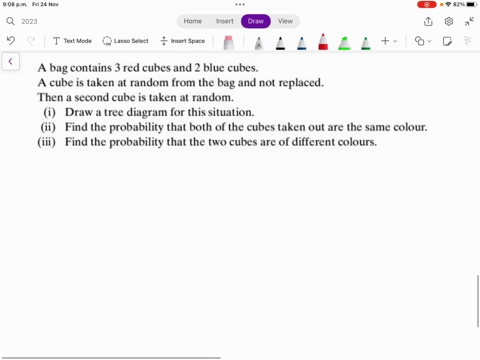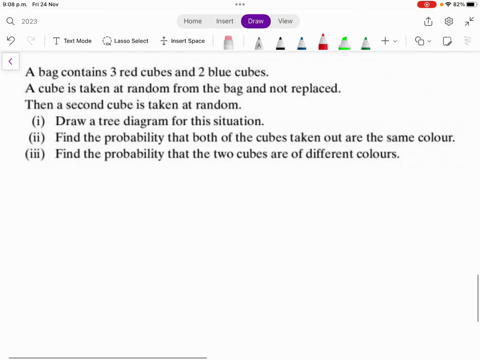Now let's do this question. A bag contains 3 red cubes and 2 blue cubes. A cube is taken at random from the bag and it is not replaced. So which means they are dependent events. So which means you have to work on the probability separately. And the second cube is taken at random.